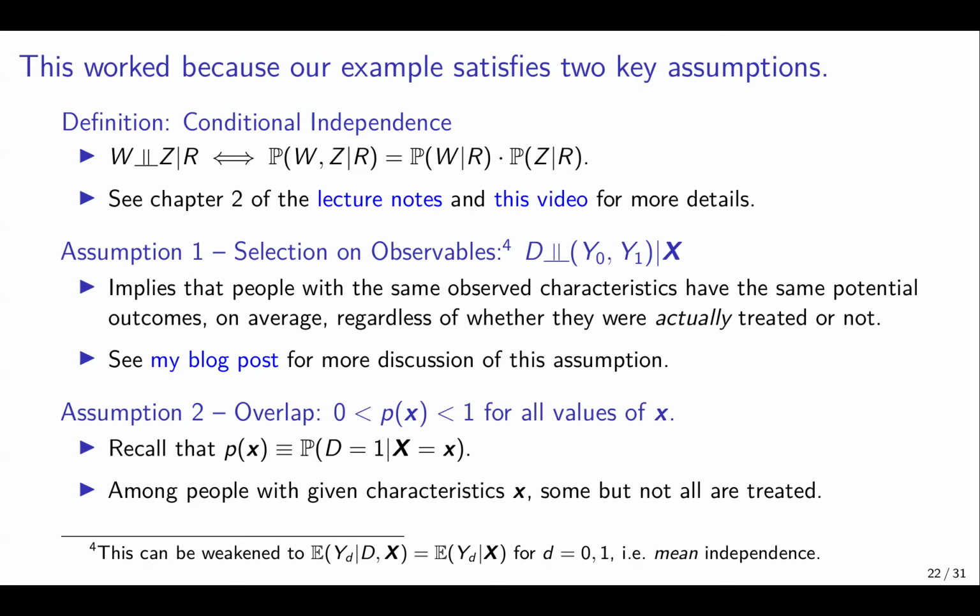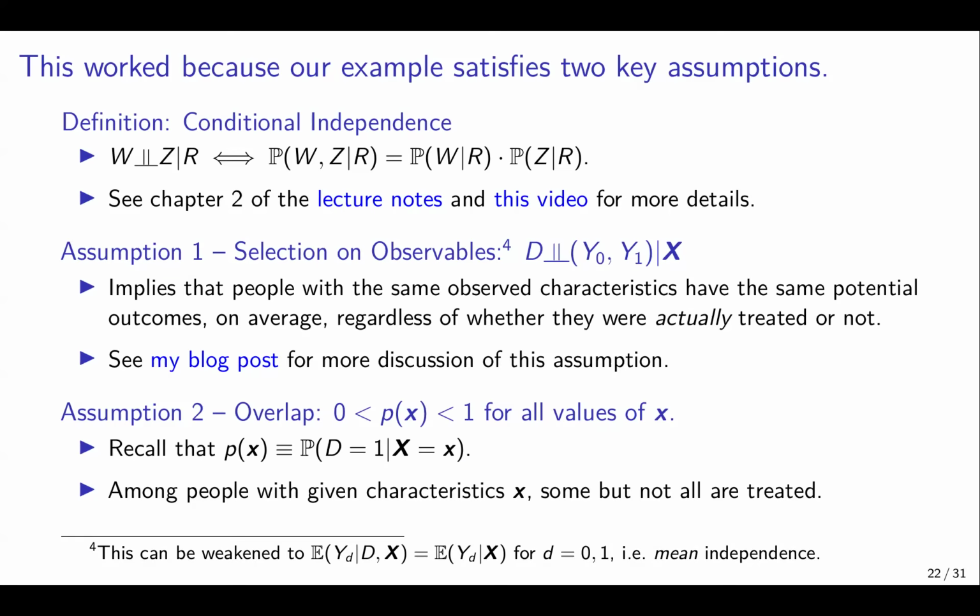That's actually all we're going to need. But you'll often, and perhaps most commonly, see it stated as an independence assumption. So what does this imply? Well, it implies that people with the same observed characteristics have the same potential outcomes on average, regardless of whether they were actually treated or not.